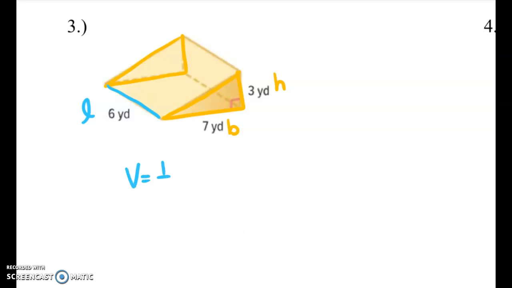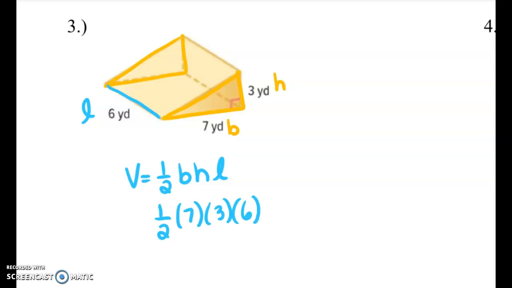So volume is 1/2 times base times height times length. So 1/2 times 7 times 3 times 6. So instead of using 1/2, I'll use 0.5. So 0.5 times 7 times 3 times 6. 7 times 3 times 6 gives me 63. Okay, so that is 63 yards cubed.